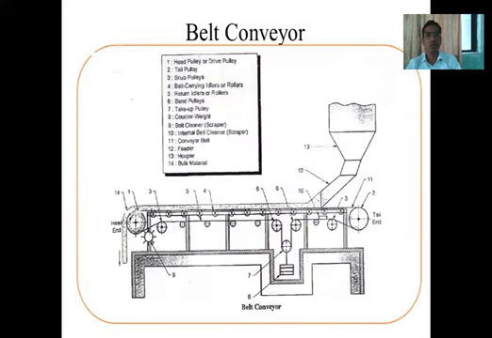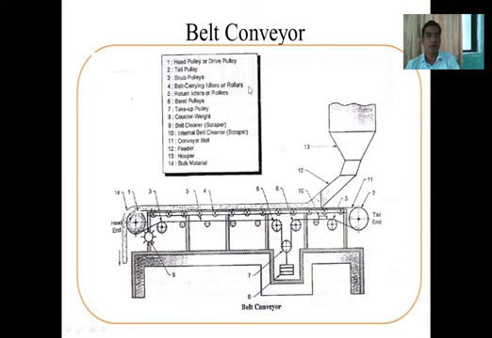So this is the layout of the belt conveyor system. Different components are there for the belt conveyor system. So this is the horizontal belt conveyor system. Different parts or equipments are there. So first is a head pulley or a drive pulley. So this is a drive pulley. Then second is a tail pulley. Then third is a snub pulley. So the required tension is provided to the belt by using this snub pulley.